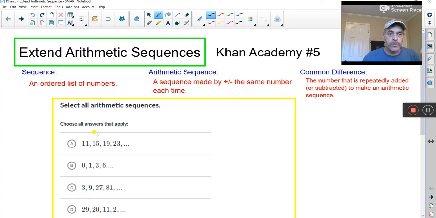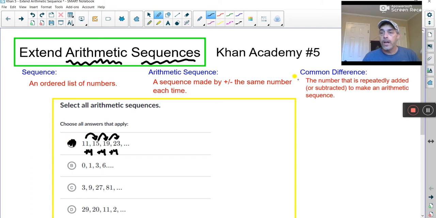Let's take a look at this first one. We're supposed to select all arithmetic sequences. So I'm thinking, how do I get from 11 to 15, from 15 to 19, and from 19 to 23? Well, it looks like I can add 4 each time to get from term to term. So an ordered list of numbers made by adding or subtracting the same number each time is an arithmetic sequence. An arithmetic sequence is the name of this Khan Academy game, so I would be choosing this one.